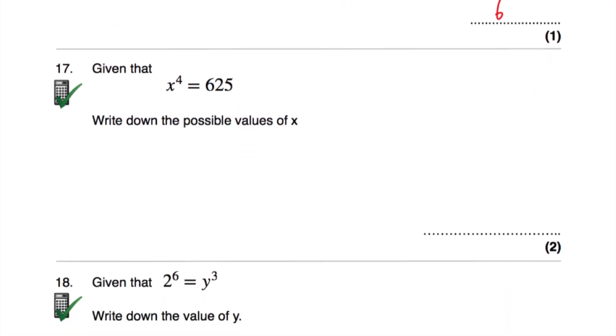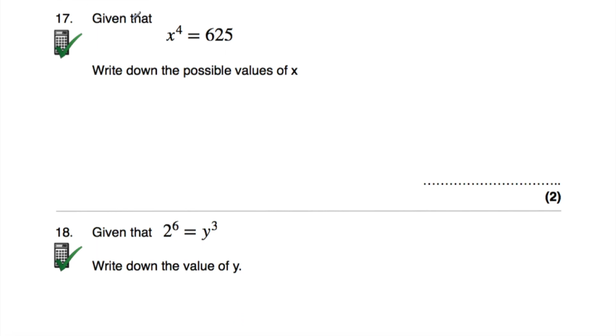Okay, let's have a look at our next question, question number 17. Question number 17 says, given that x to the power 4 is 625, write down the possible values of x. Now this question says the possible values of x. Well, let's have a look at this. We've got a number to the power 4 is 625.